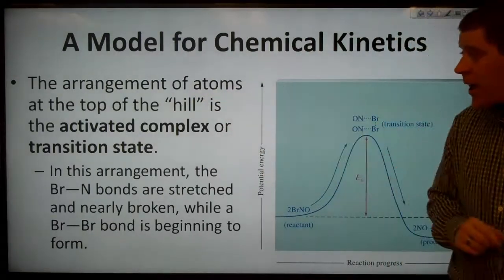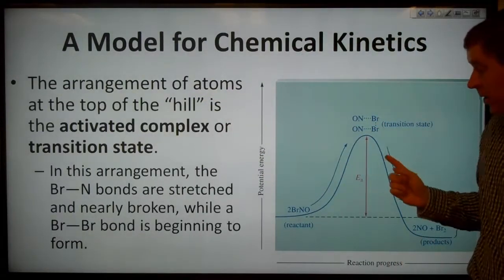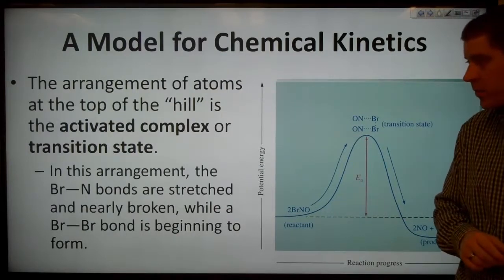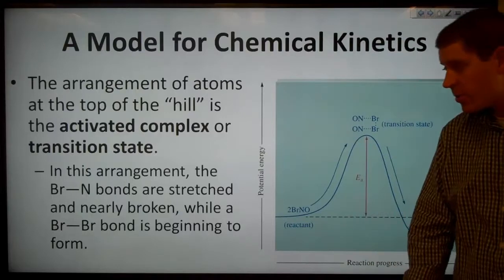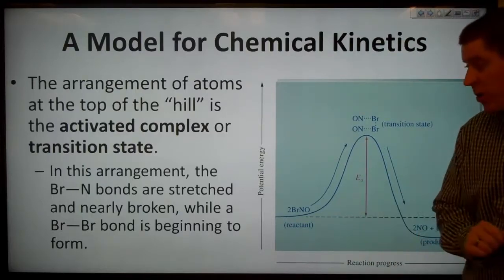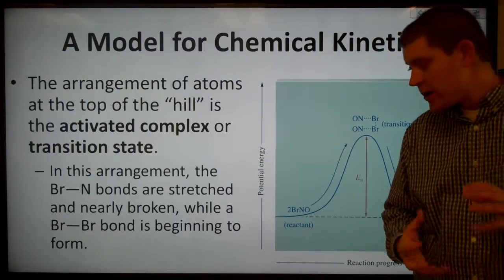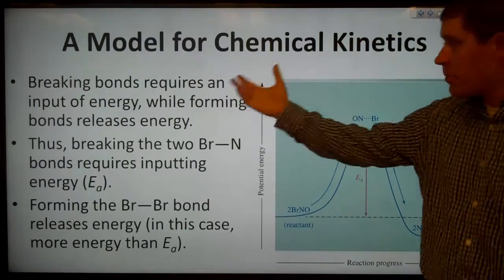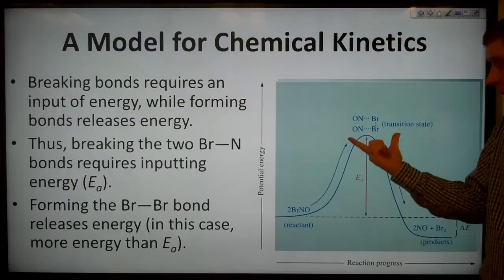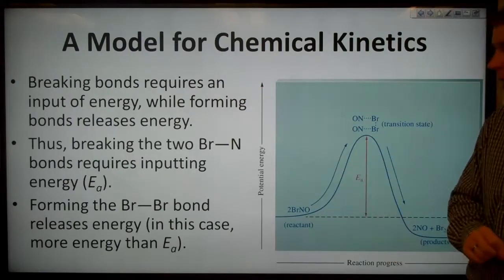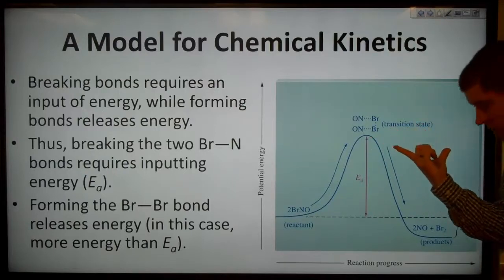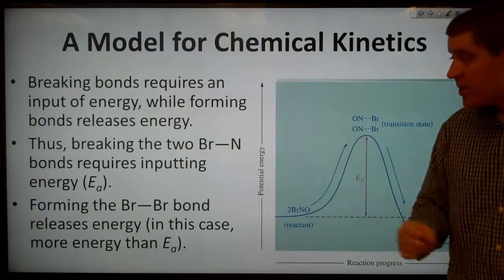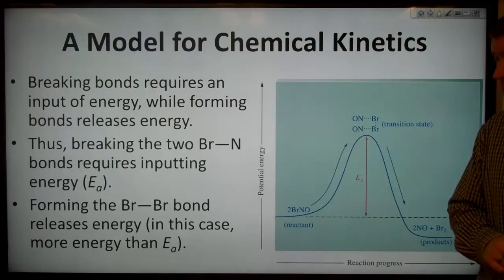The arrangement of atoms at the top of our hill here is our activated complex, or our transition state. In this arrangement, our bromine-nitrogen bonds are stretched and almost broken, while the bromine-bromine bond is just beginning to form. Again, breaking bonds requires an input of energy, so we have to go up on this potential energy axis, while forming bonds releases energy, and so we go down on our potential energy axis. This means that breaking the two bromine-nitrogen bonds requires inputting energy. We have to go up.